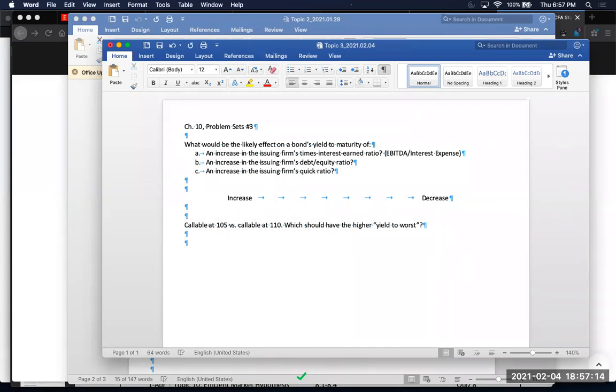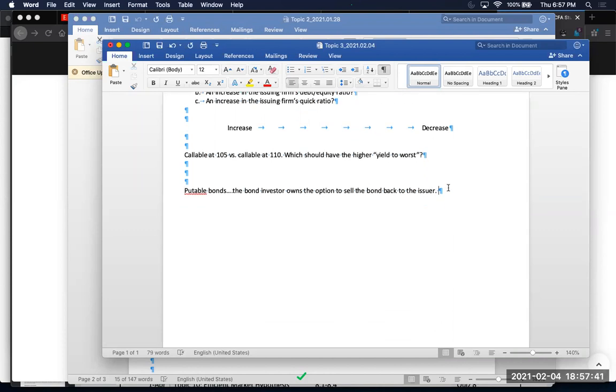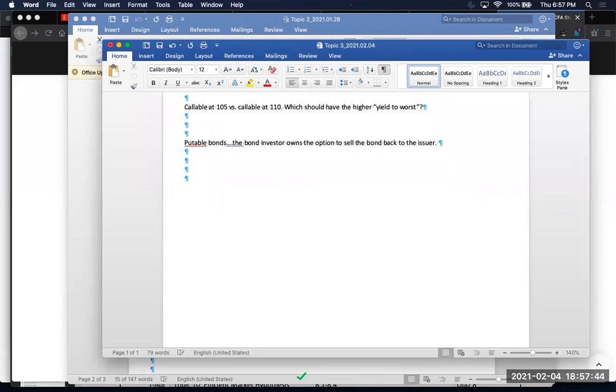Puttable bonds. And I'm going to add this in here. Bonds that have an embedded put feature. I always forget to turn this off. Higher yield.